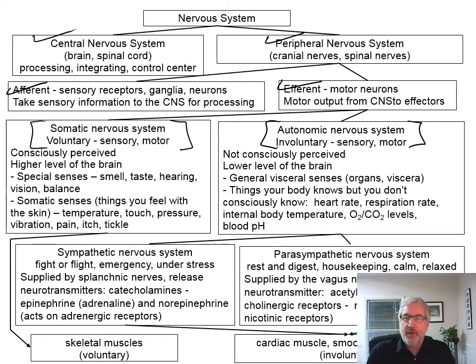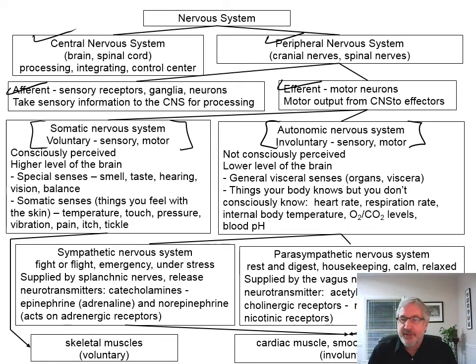And those motor neurons act on sensory information received from your visceral senses and things your body knows but you don't consciously know. So your autonomic nervous system is also divided into two divisions, the sympathetic nervous system and the parasympathetic nervous system.